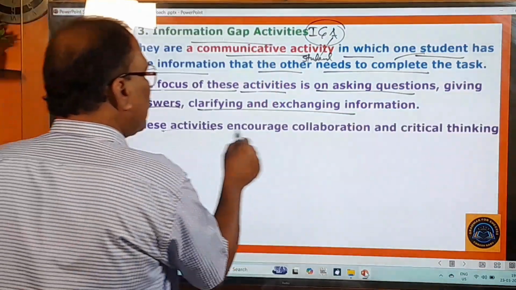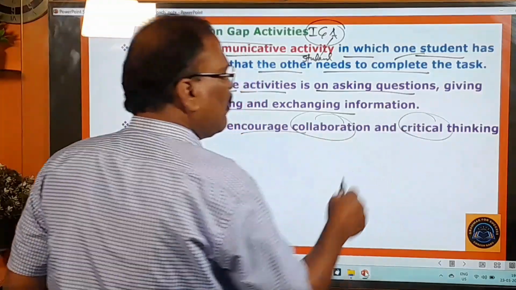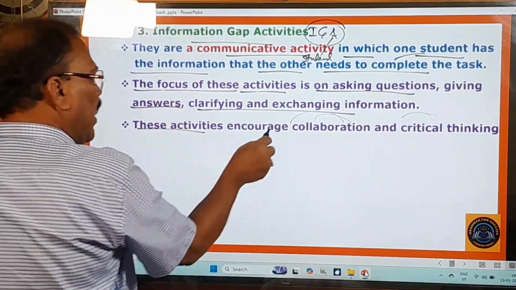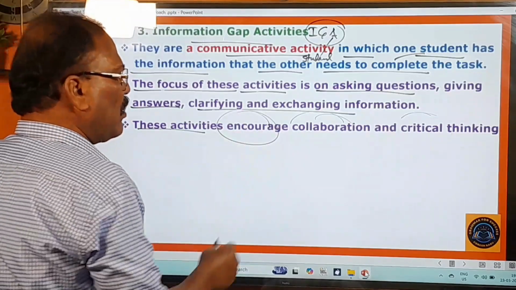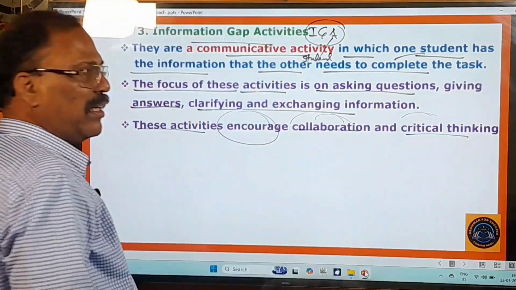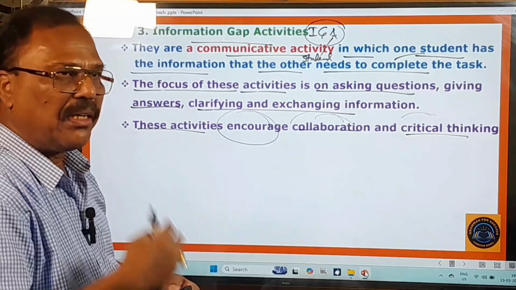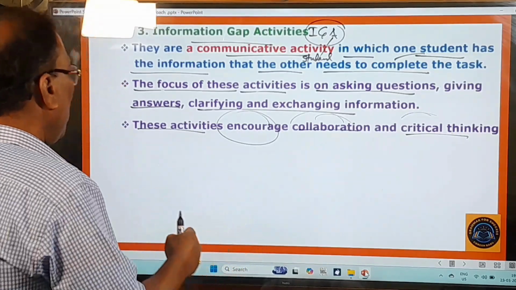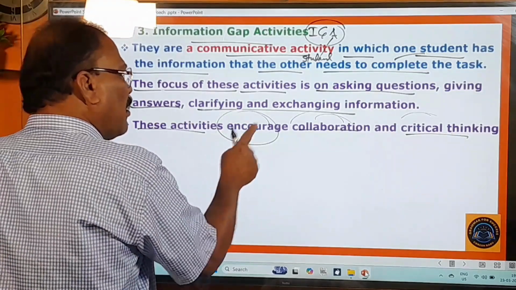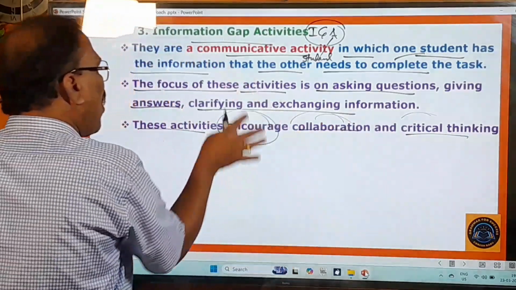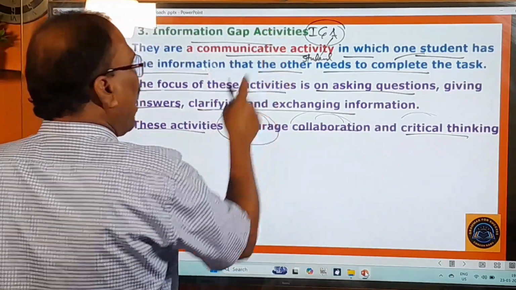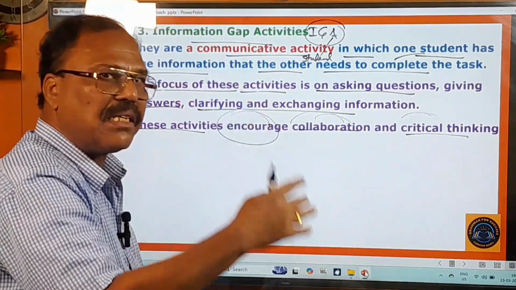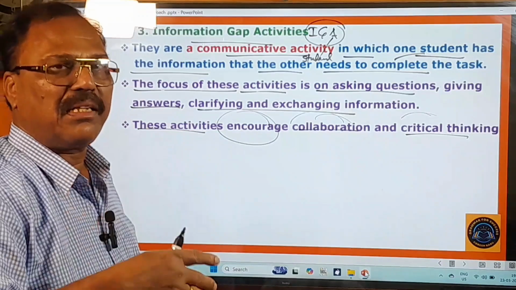And these activities encourage collaboration and critical thinking. So these information gap activities, what do they encourage or promote? Collaboration and critical thinking. Collaboration means working together. Critical thinking means thinking about something critically, seriously and all that. So these activities promote these two important things. This is all about information gap activities. This is one of the strategies that the teachers can take up in the CLT classroom.